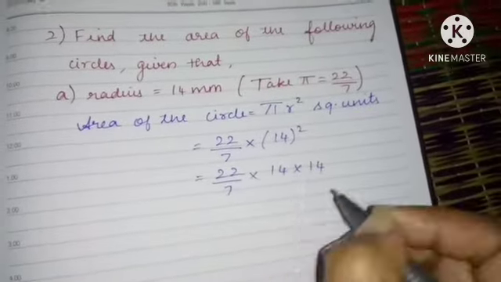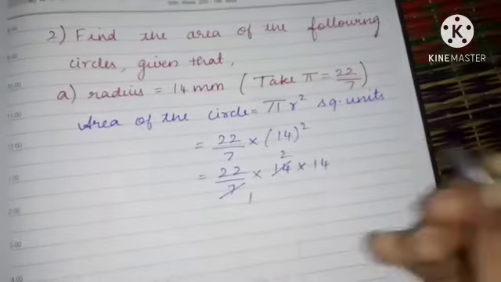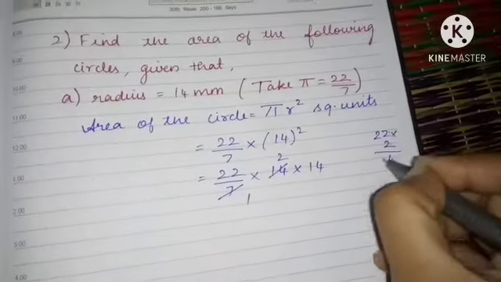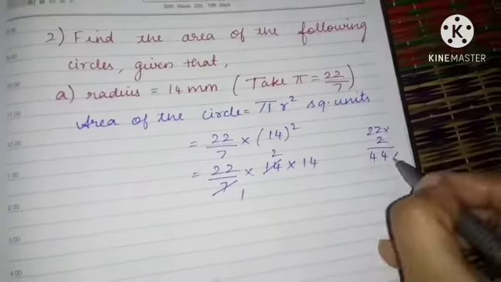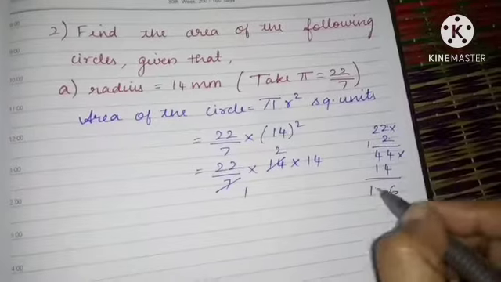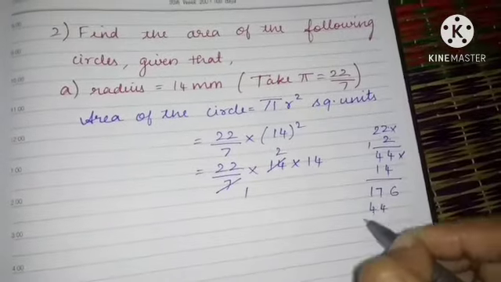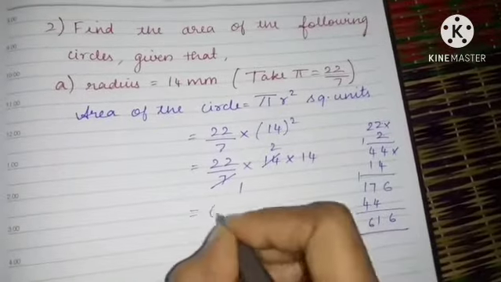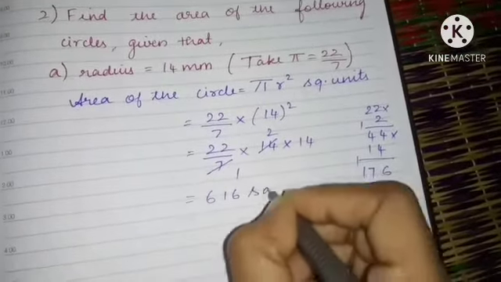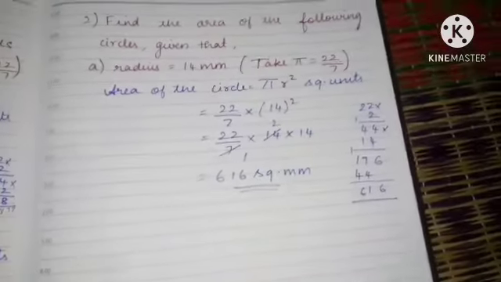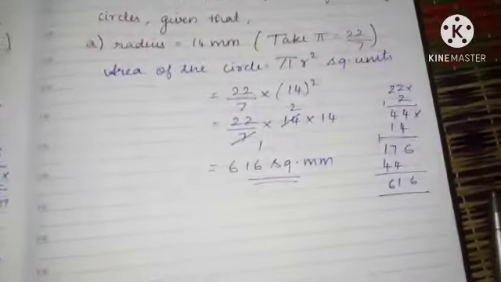14 into 14. Yes, 7 ones are 7, 7 twos are 14. 22 into 2, 2 twos are 4, 2 twos are 4. Then 44 into 14. 4 fours are 16, 17, 44. 6, 11, 66. So 616 square millimeter is the area of the given circle when radius is given.